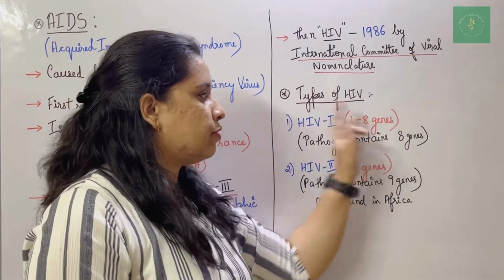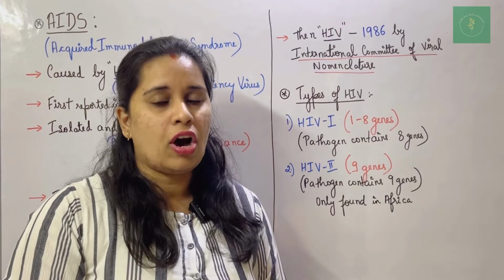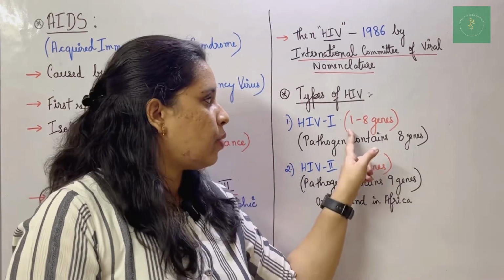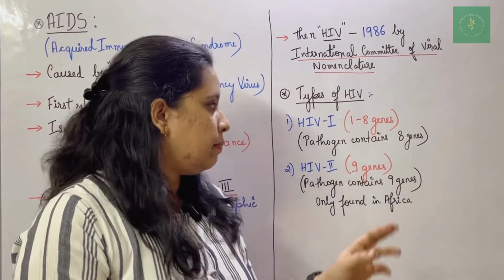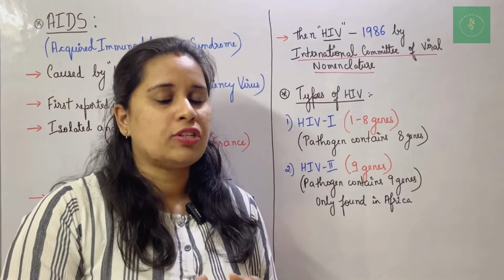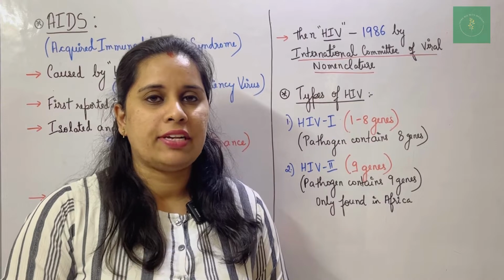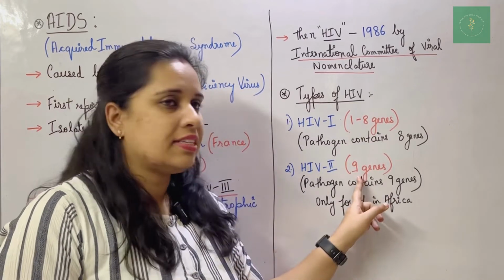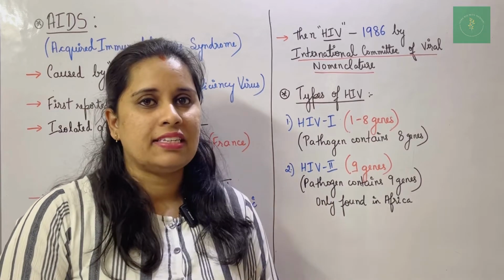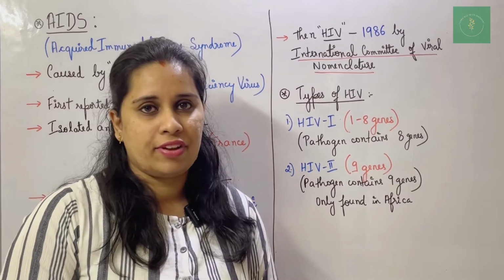Types of virus. Majorly, there are two types of virus. The first one is called HIV-1 or HIV type 1 virus, which consists of 8 genes. That means the pathogen contains 8 genes, and it is found almost all over the world. Then we have HIV type 2 virus, which consists of 9 genes. That is, the pathogen contains 9 genes, and this type of virus is found only in Africa.